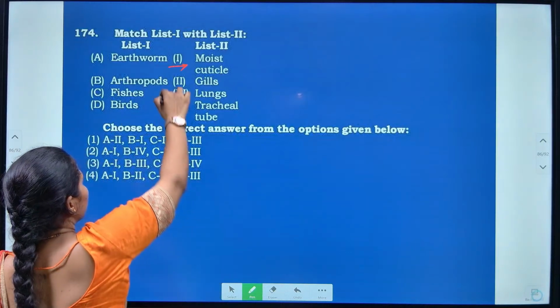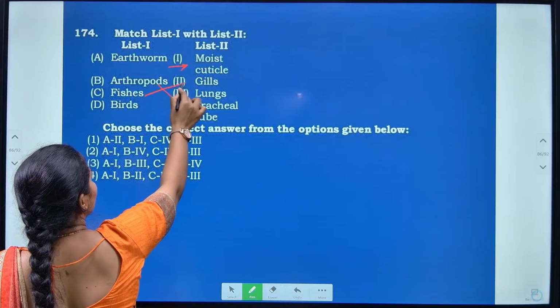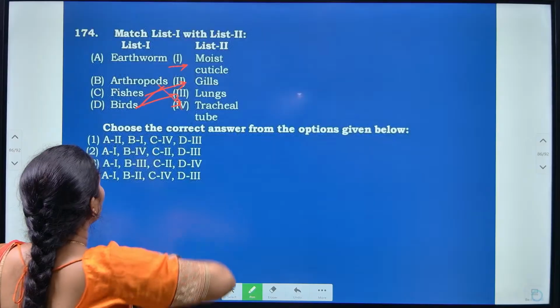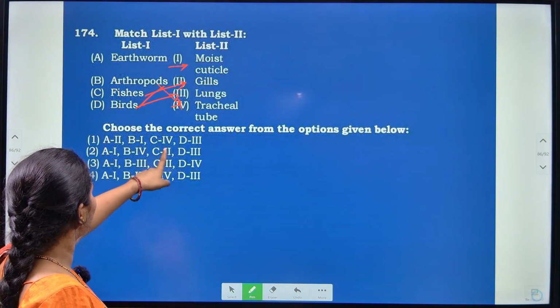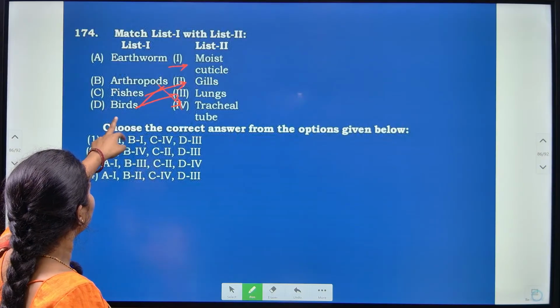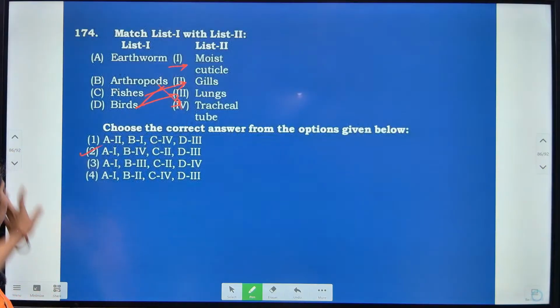Arthropods are going to respire through the tracheal tubes. Fishes are going to respire through the gills, and birds are going to respire through the lungs here. So, A is with 1, and Arthropoda is with 4 here, B that is 4, and C is with 2, and D is with 3 here. So, option 2 is the right one.